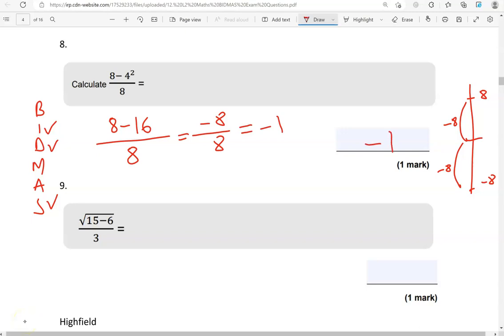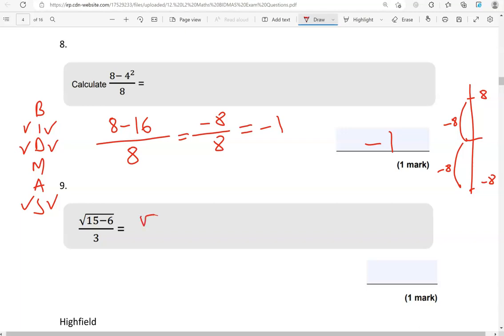You'll also know that when you multiply or divide a positive and a negative number, the answer will be a negative. Now we've got square root of 15 minus 6, all divided by 3. So we've got a square root, which will come under indices. We've got subtraction, and we've got division. So first one is the index, the square root.